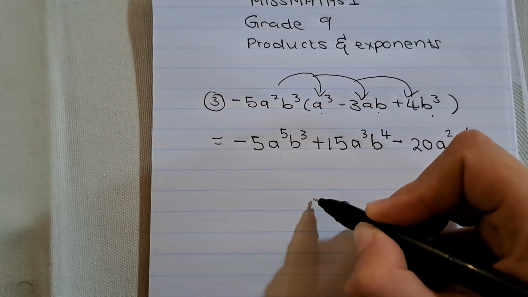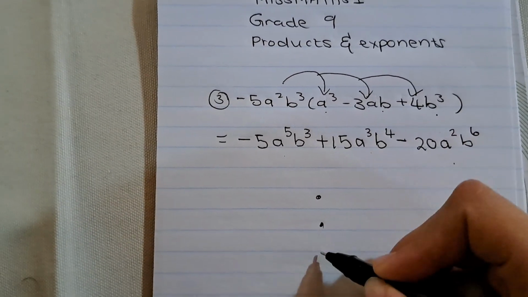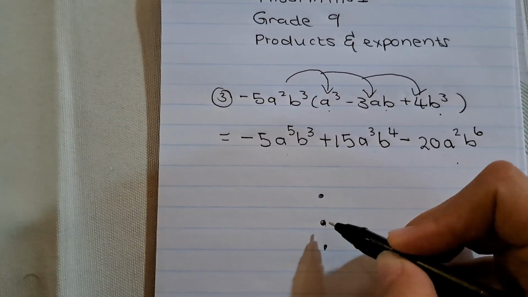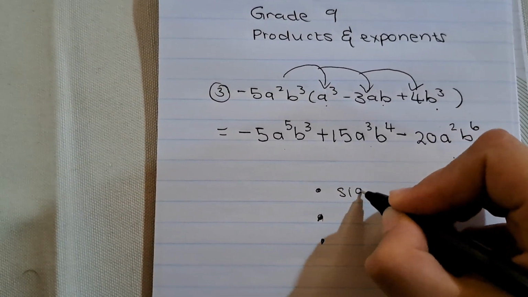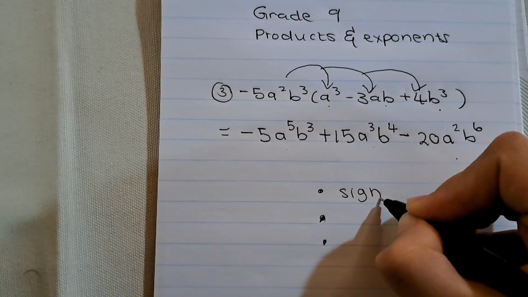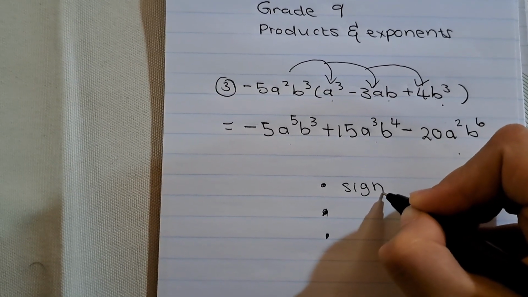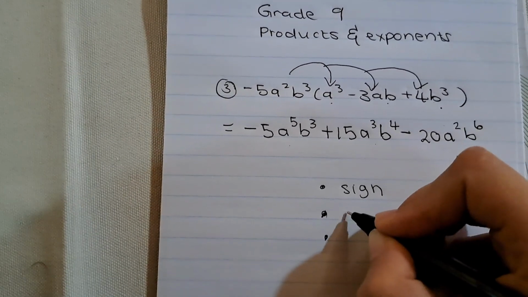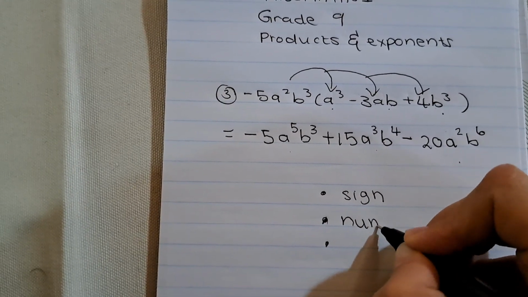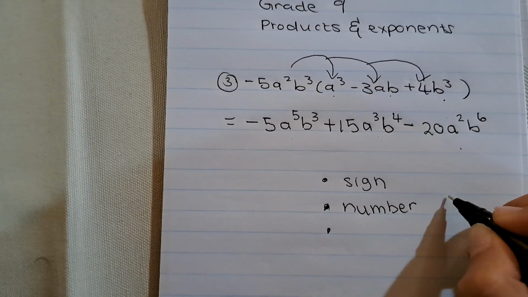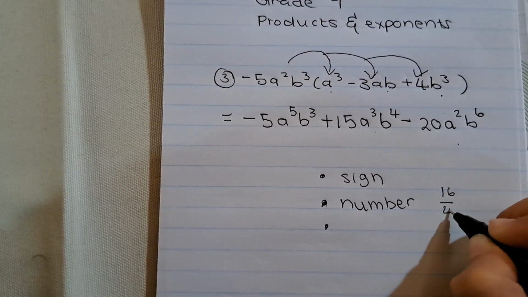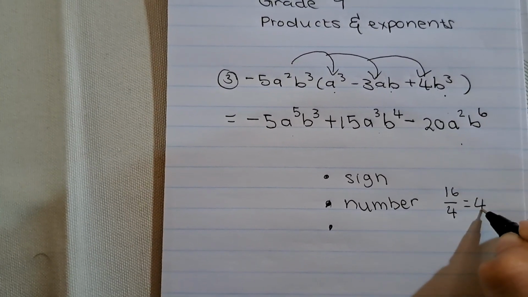Something to take home. The 3 most important things when we are multiplying in algebra is you need to be sure of your signs. Is the outcome positive or negative? You need to consider what you are multiplying. Next, when you are doing numbers, you multiply and divide like normal. So, for example, 16 divided by 4 is equal to 4, right?